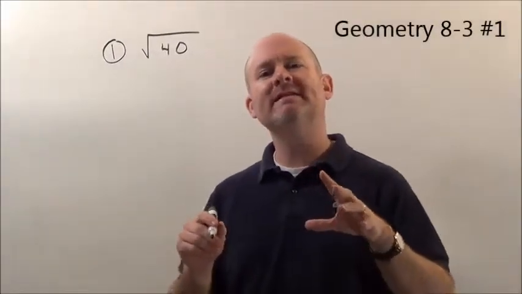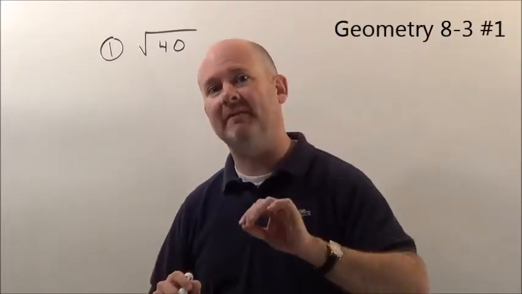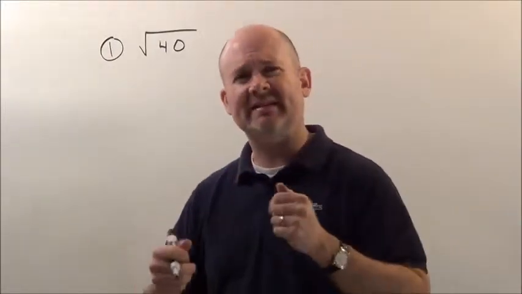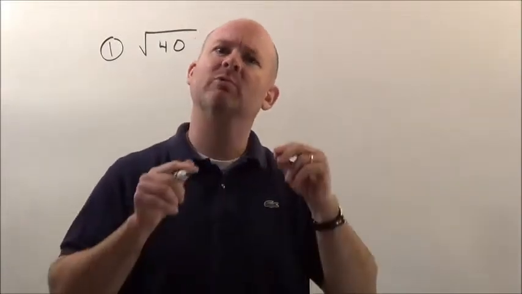We go with problem 1, we want to simplify a radical. Now, problem 1 is the square root of 40 that we want to simplify. Now, we know that 6 times 6 is 36, so this guy's about 6 point something. But we don't want to change it to a decimal. We want to simplify it.